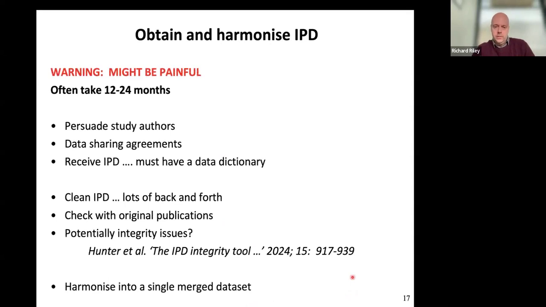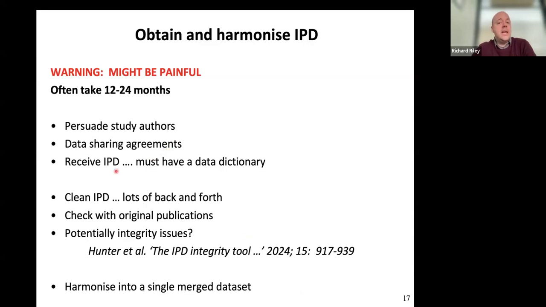Now, a word of warning. Obtaining and harmonizing IPD can be quite a painful process. Those of you that have done IPD meta-analysis projects will know this. It often takes 12, maybe 24 months to get the IPD. Obviously, it depends on how many studies you want IPD from, but in reality, it's not a quick process. You need to persuade study authors. Like I said, you need to get data sharing agreements in place.